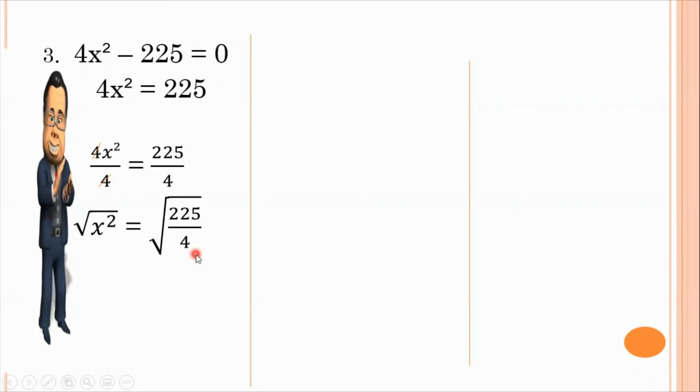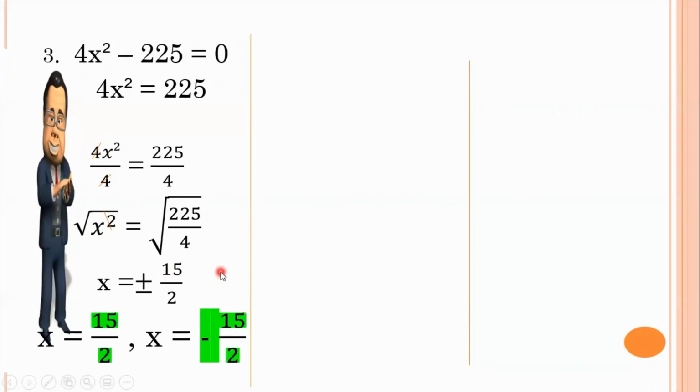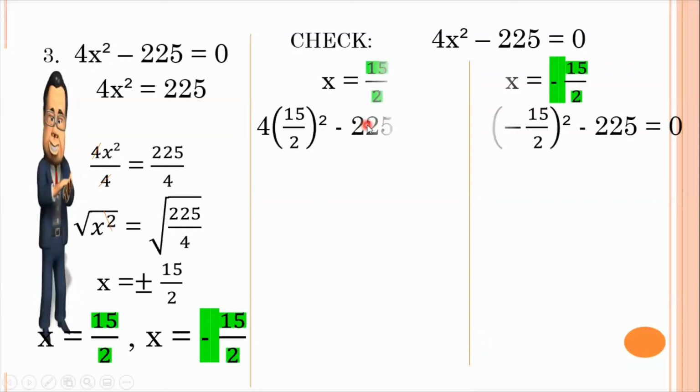By the use of extracting square root, write radical sign both sides. So cancel the radical and squared. So x is equal to positive or negative 15 over 2. Our solutions are 15 over 2 or negative 15 over 2. To check this in our original equation, 15 over 2 substitute into x. So it becomes 4 times (15 over 2) squared minus 225. And the other one is negative 15 over 2.